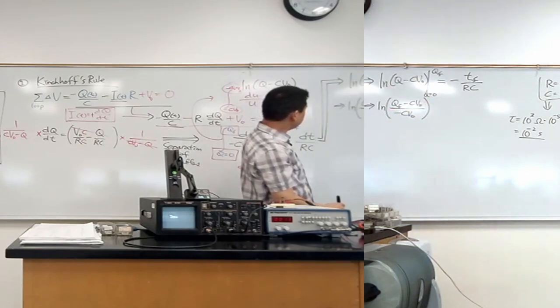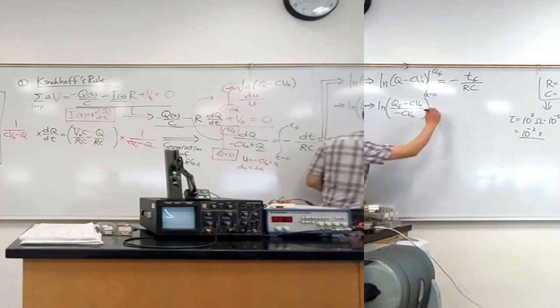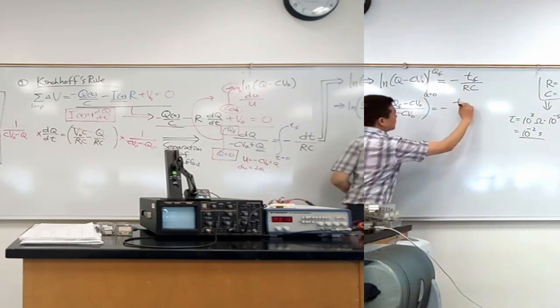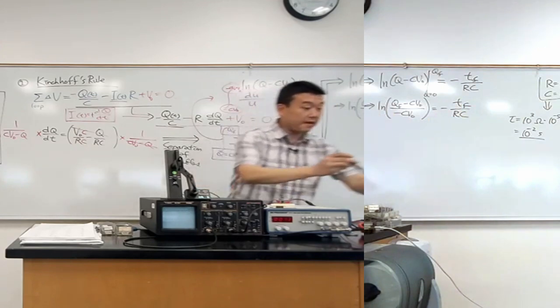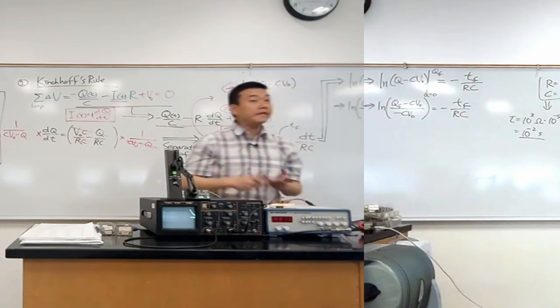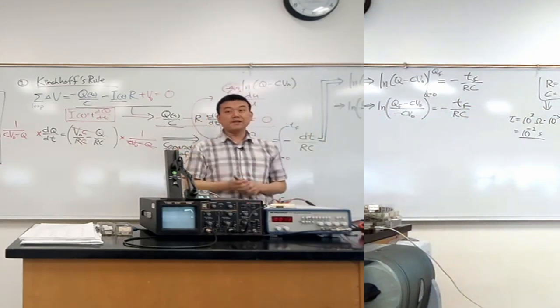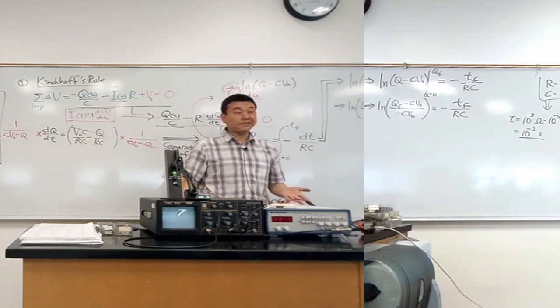Did I do something wrong? It'll work out. That's equal to minus TF over RC. And I'll do the exact same thing I did the last time. I'm going to reinterpret what final means, because there's no actual final point.